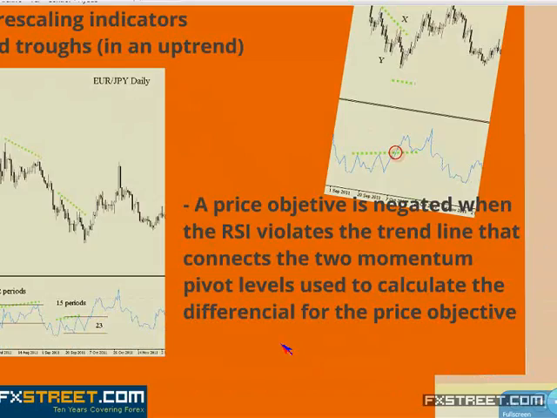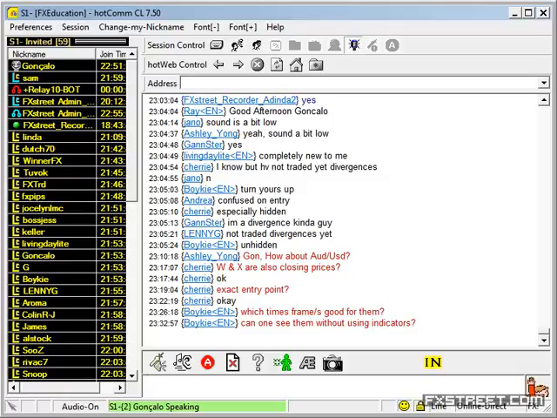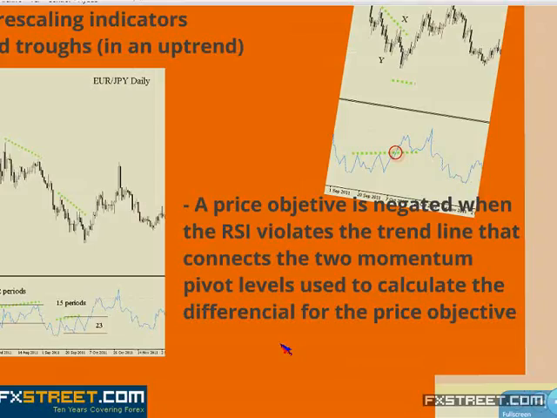Also, another observation would be that the price objective, as we have calculated it before, is negated when the RSI, or the oscillator you are using, violates the trend line that connects the two momentum pivot levels used to calculate the differential for the price objective.